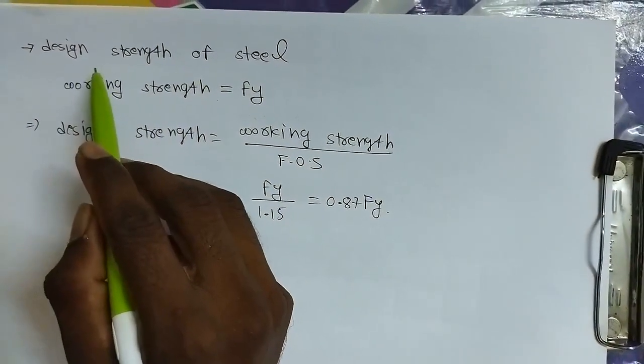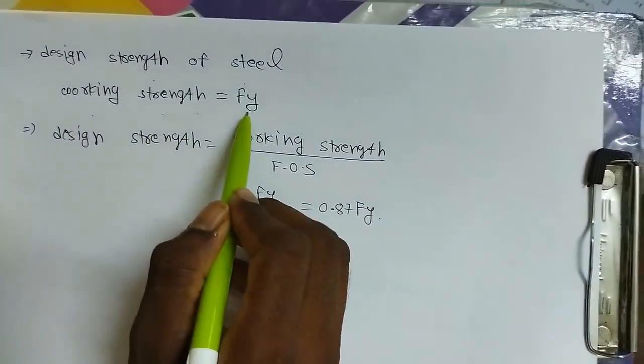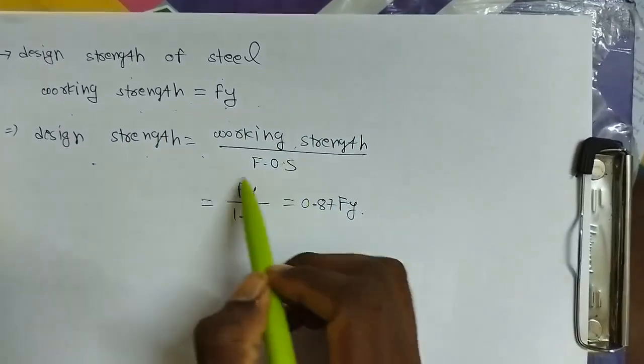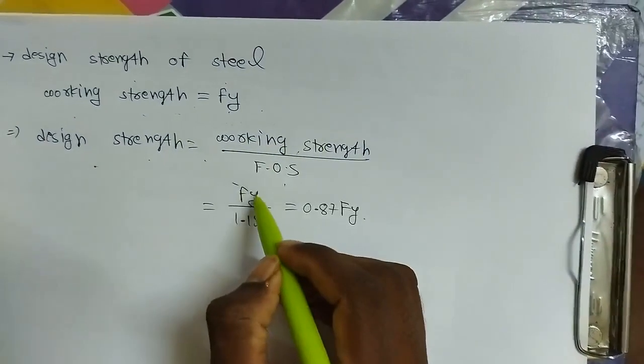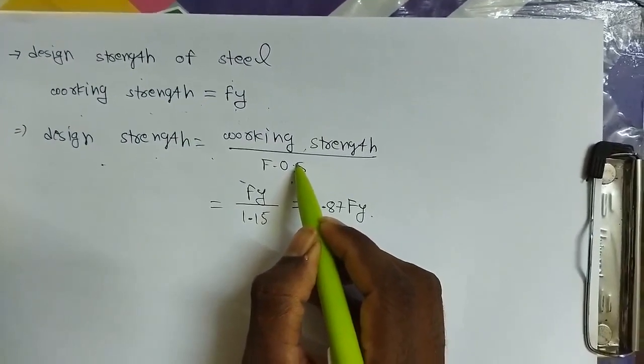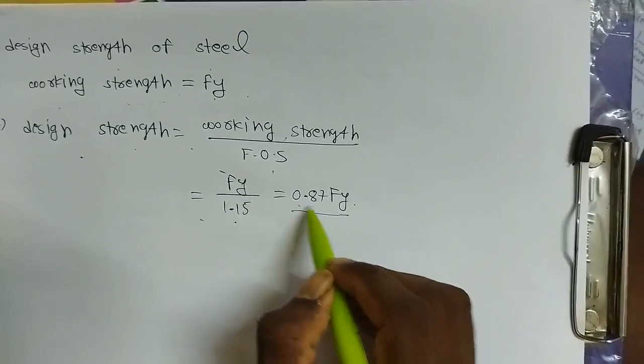And here is how to get the design strength of steel. The working strength of steel is fy, nothing but the yield strength of steel. So design strength is equal to working strength divided by the factor of safety. The working strength is fy and the factor of safety for steel in the limit state method is 1.15. So the resultant design strength we get is 0.87 fy.